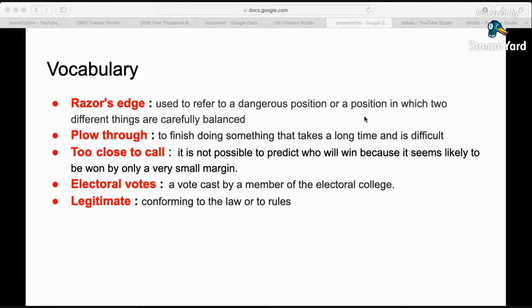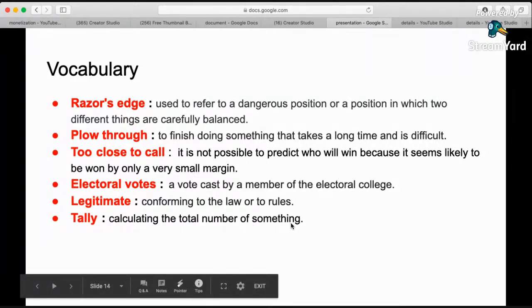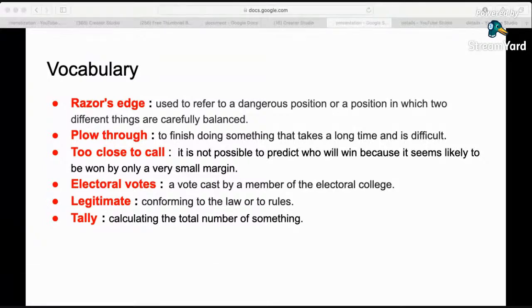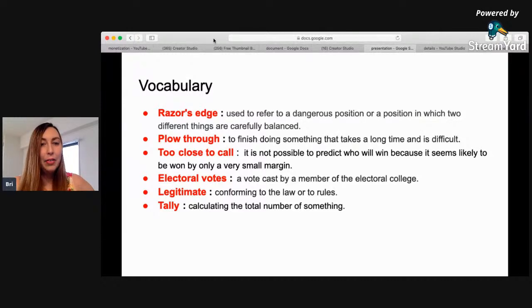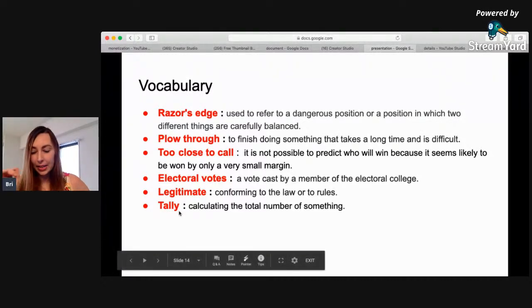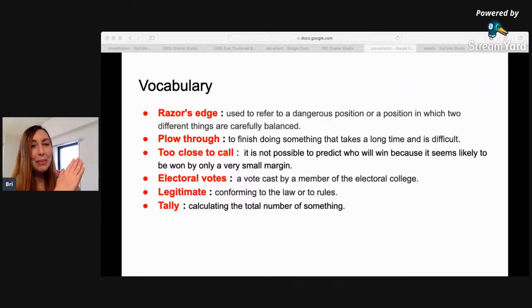Okay? And I think we have one more word today, and that is tally. To tally something, as a verb, means to calculate the total number of something. Okay, to calculate the total number of something. So I'm going to show my face again. I hope you guys can still see. Okay, so let's see. We have a tally. So for example, if you're counting 1, 2, 3, 4, 5, you are tallying up a number.